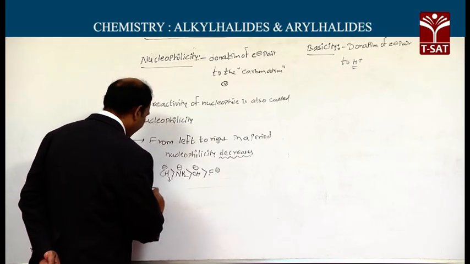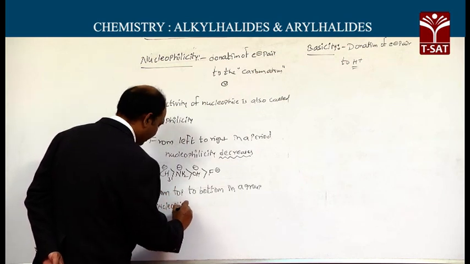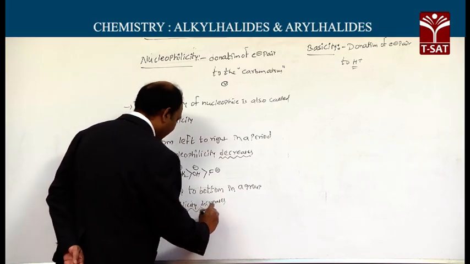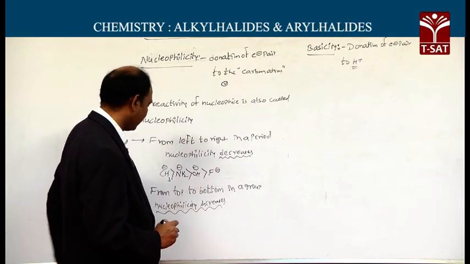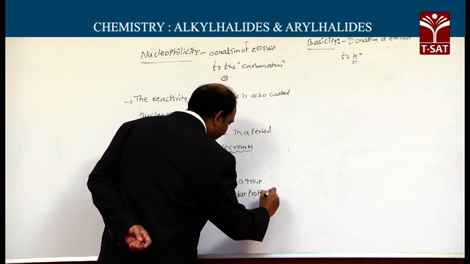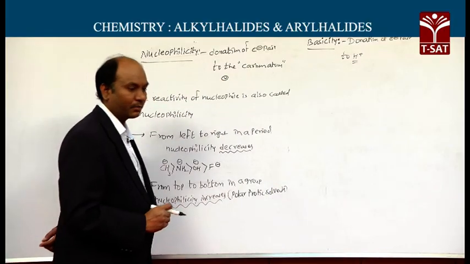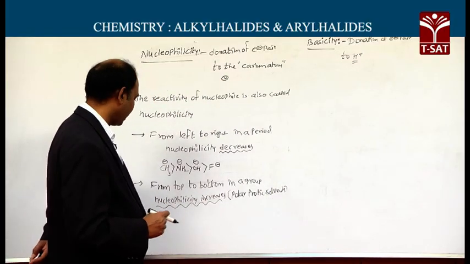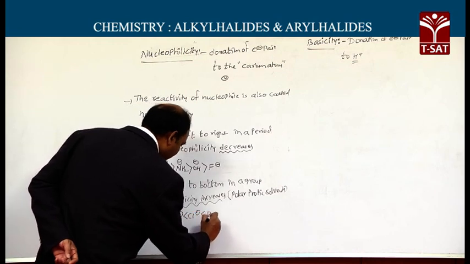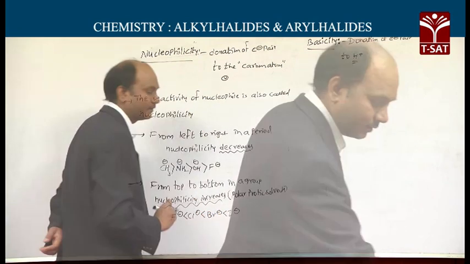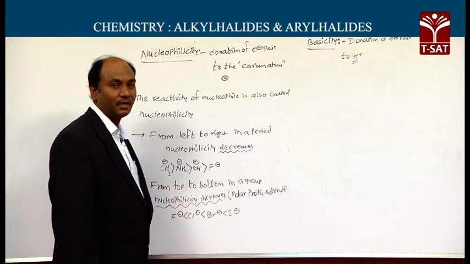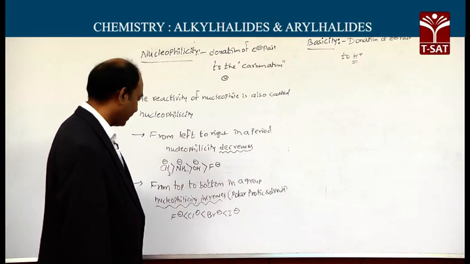Next, from top to bottom in a group, nucleophilicity increases. So in this one, we have two factors. One is that nucleophilicity increases in polar protic solvents. Generally we are taking polar protic solvents. In polar protic solvents, nucleophilicity increases. That means F minus is less than Cl minus is less than Br minus is less than I minus. From top to bottom in a group, nucleophilicity increases in polar protic solvents, that is F minus is less than Cl minus is less than Br minus is less than I minus.